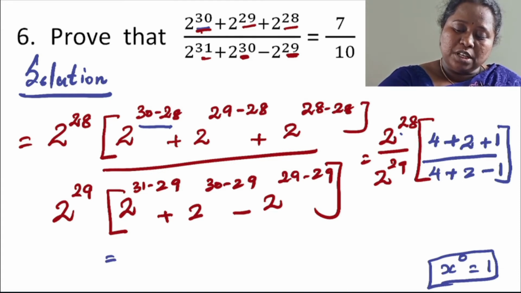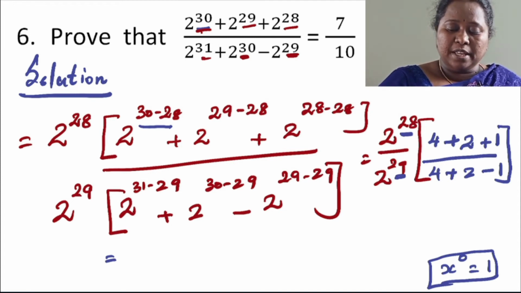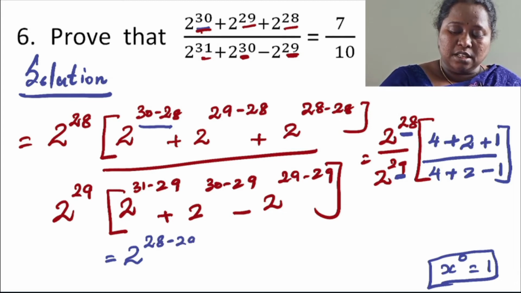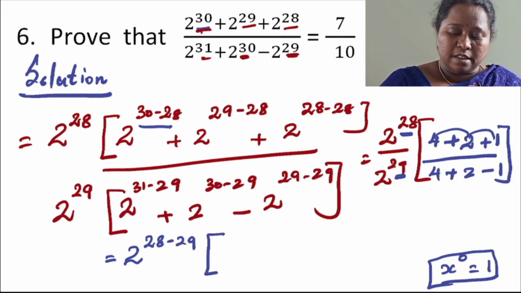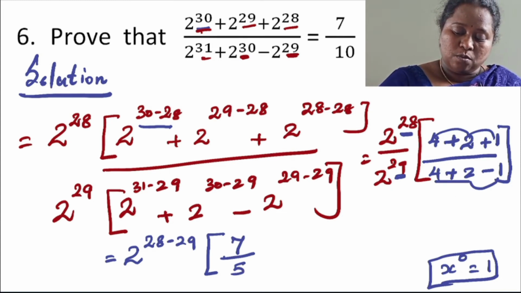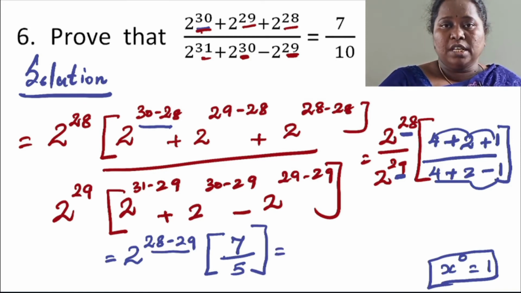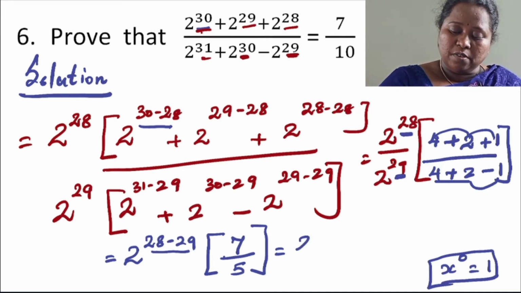Here we have 2 power 28 and 2 power 29. So this can be subtracted: 2 power 28 minus 29, into 4 plus 2, 6, 6 plus 1, 7. Divided by 4 plus 2, 6, 6 minus 1 is 5. So 7 by 5. Here 28 minus 29, that is equal to 2 power 1, that is equal to 2 power 28 minus 29.